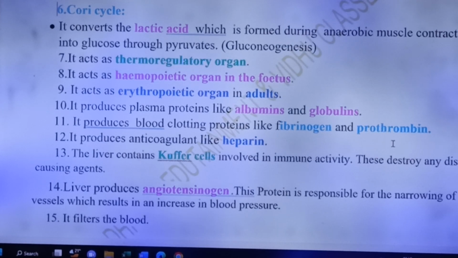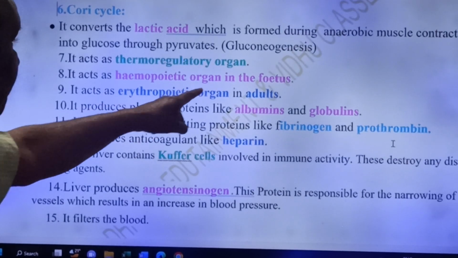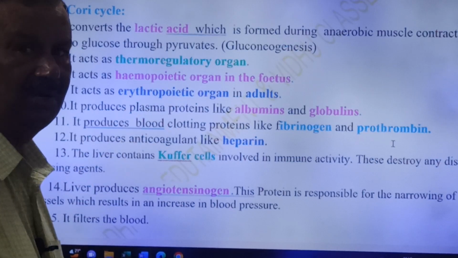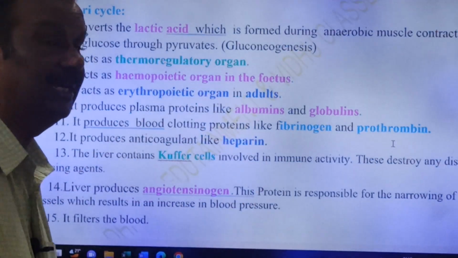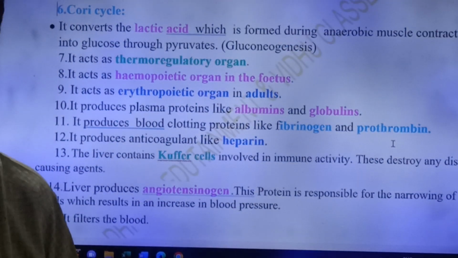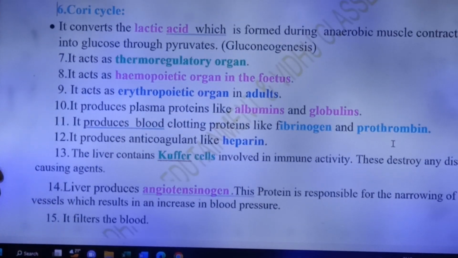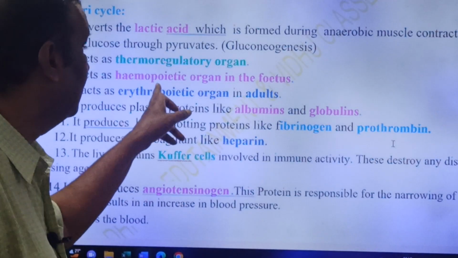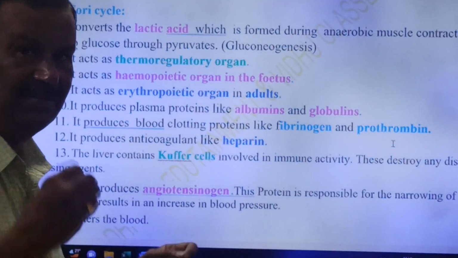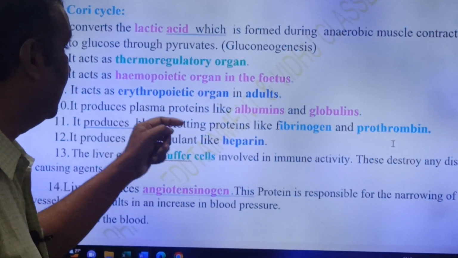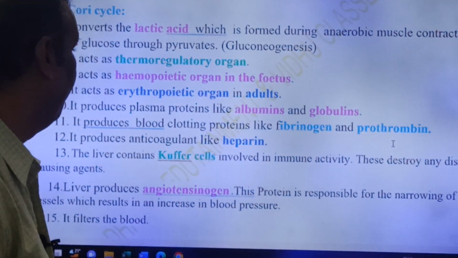So, liver acts as hemopoietic organ in the fetus. In the fetus stage, it acts as hemopoietic organ. In the adult stage, it acts as erythropoietic organ. In addition to liver, spleen also acts as erythropoietic organ in the adults. Okay, friends. It acts as hemopoietic organ in the fetus. It acts as erythropoietic organ in the adults.